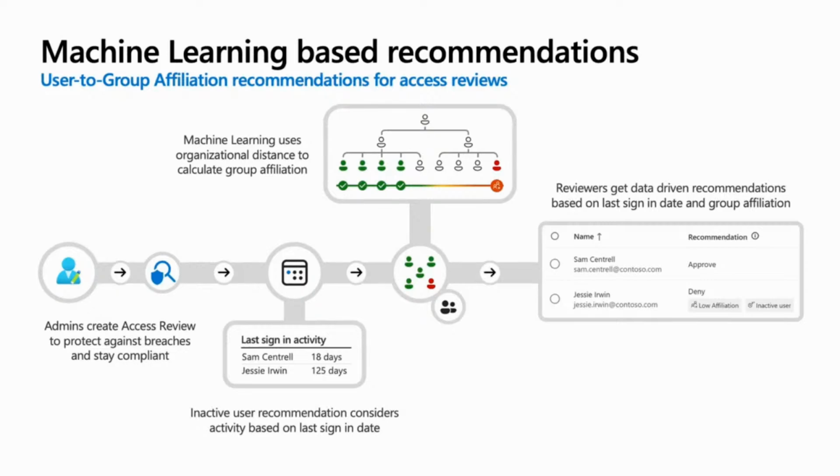And what that will do is that the machine learning will calculate the distance within the organization between users. And that will help you to decide if it's an outlier to the rest of the group or not, so that you can make a better decision to approve or deny the access. Of course, we still have the recommendations on the last signing date as well. And we're also looking at adding more recommendations in the future.